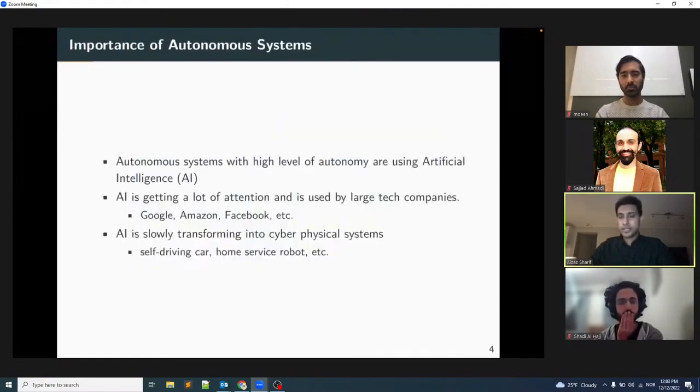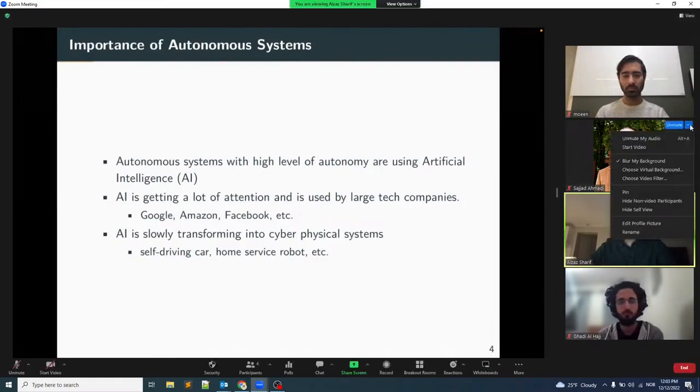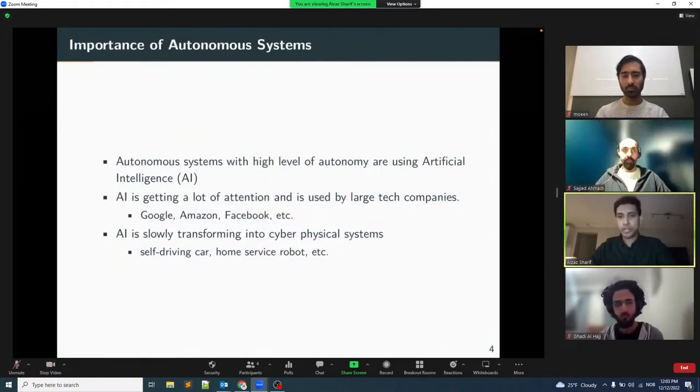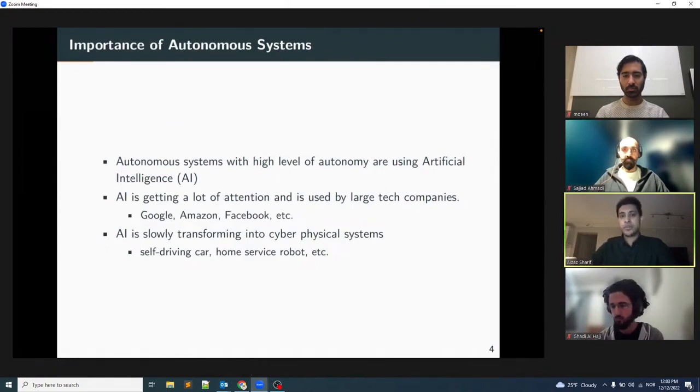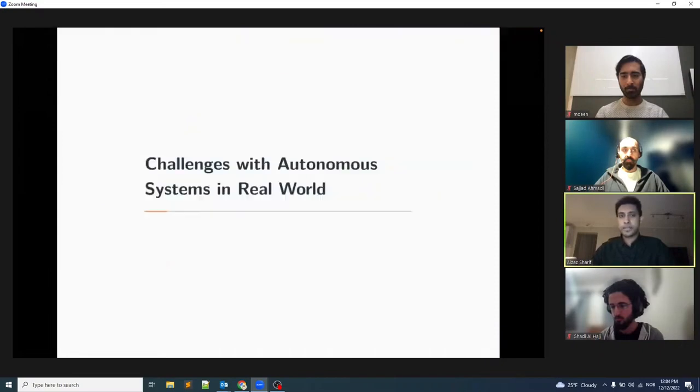And these autonomous systems are mostly working as part of AI-based systems. So AI is getting a lot of attention and is used by large tech companies, as we are seeing, whether in vision-based models or large language models. And AI is slowly transforming into cyber physical systems, as mentioned, like self-driving cars or home service robots or vacuum robots. Then what is the main challenge for such autonomous systems?